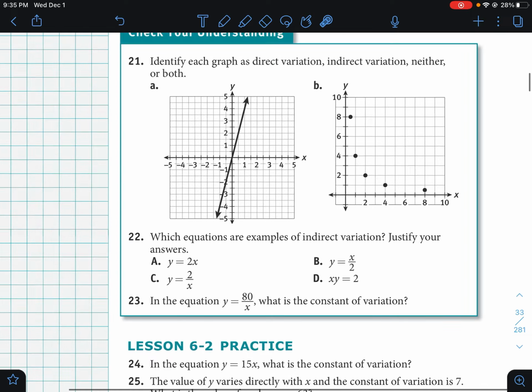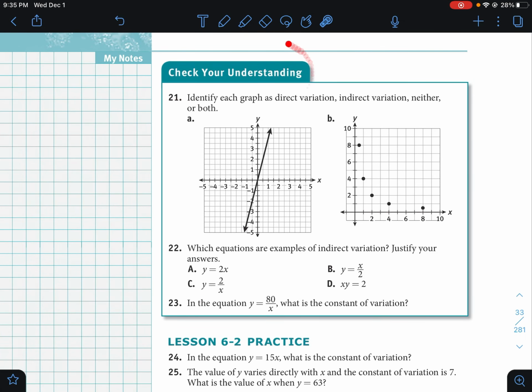So that is where we're going to end. Again, we're going to cover the check your understanding in the lesson 6-2 practice in class. So if you have any questions, let me know. Otherwise, thank you.